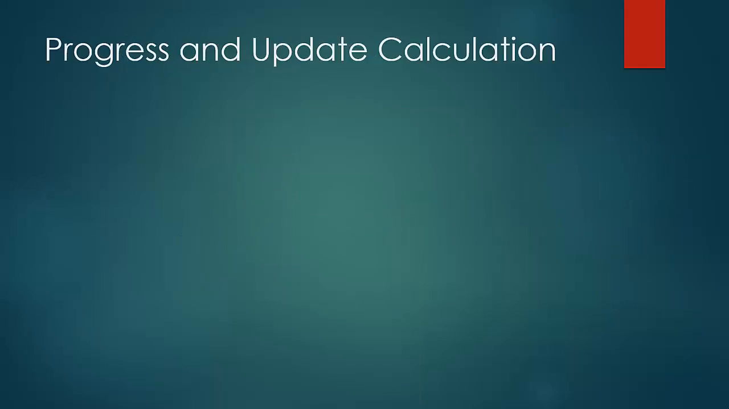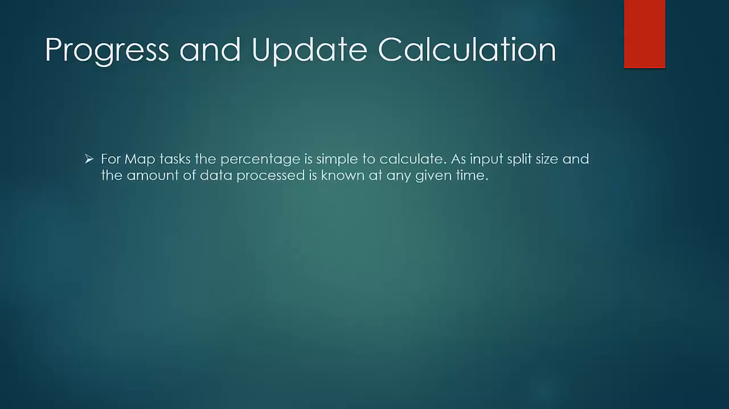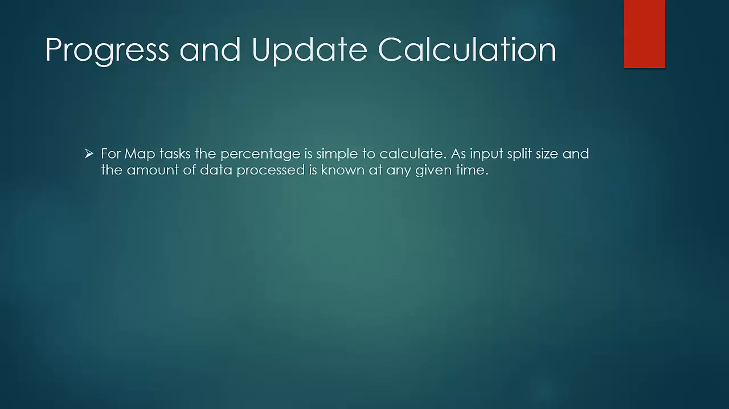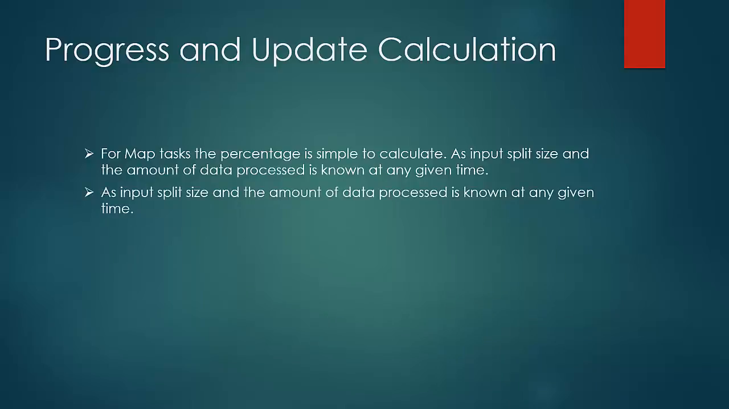On this slide, we look at how the progress is calculated that is displayed on the user console. For map tasks, the percentage is simple to calculate as the input size is known and the data that is processed is known through the internal counters which Hadoop maintains. So at any given point, the total amount of data and the amount of data that has been processed is known, and hence the percentage of work done is easy to calculate. For reduce, it's a little tricky as three things, sort, shuffle, and reduce, contribute to the total amount of work.